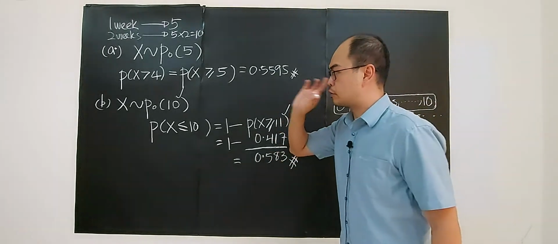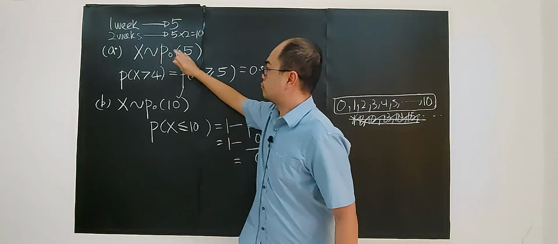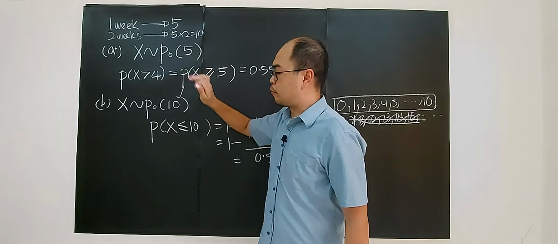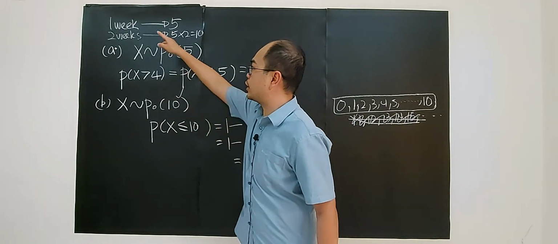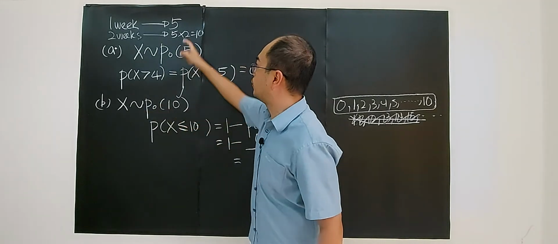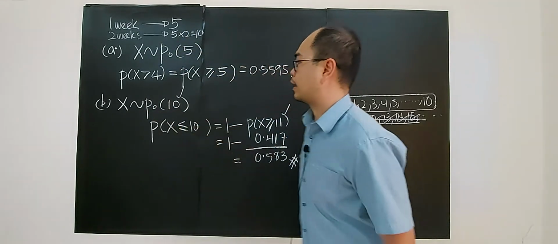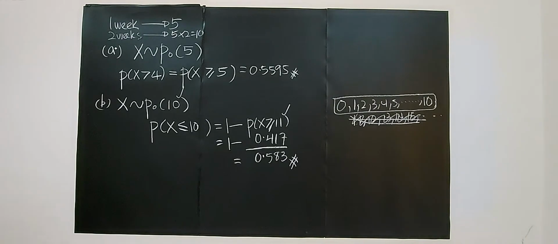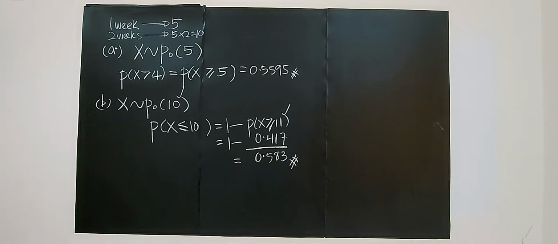So what I want to tell you is, this is for 1 week that you have 5 cars. So for Poisson distribution, if let's say the week is double, it becomes 2 weeks. So definitely the mean also will be double. So it becomes 10 cars, alright? So this is what I'm going to tell you.